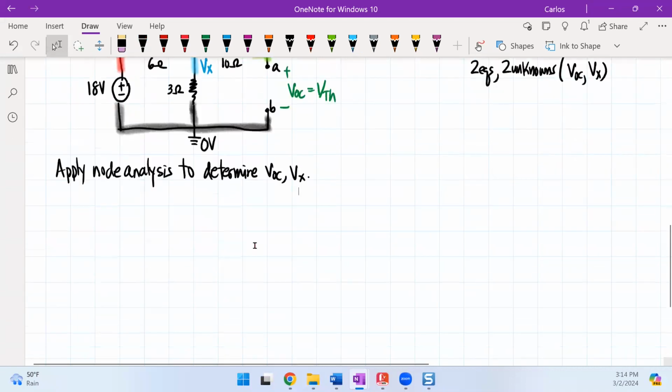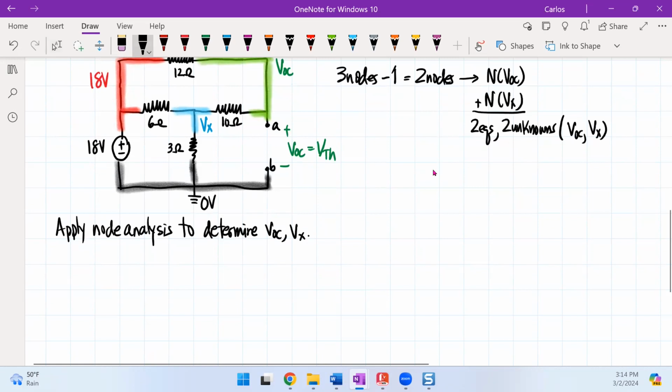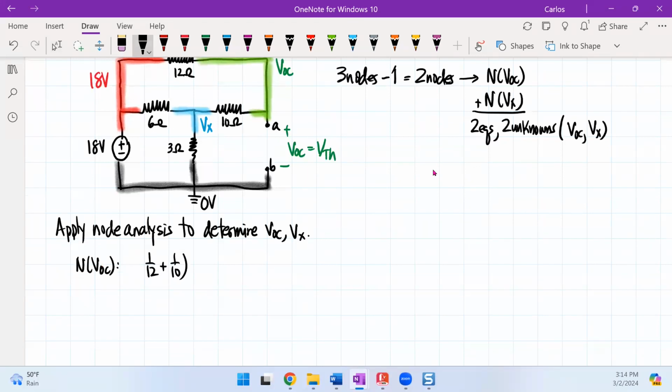So let's do that. If I focus on VX, or excuse me, VOC, I see that I have 2 resistors connected, 1 mutual with VX and 1 with 18. Writing that out, I'm going to say that the node VOC is then going to be 1/12 plus 1/10 times VOC. Then I have a mutual with VX. And if I take the constant source of the 18 volts to the other side, I'm going to get 18 divided by 12.